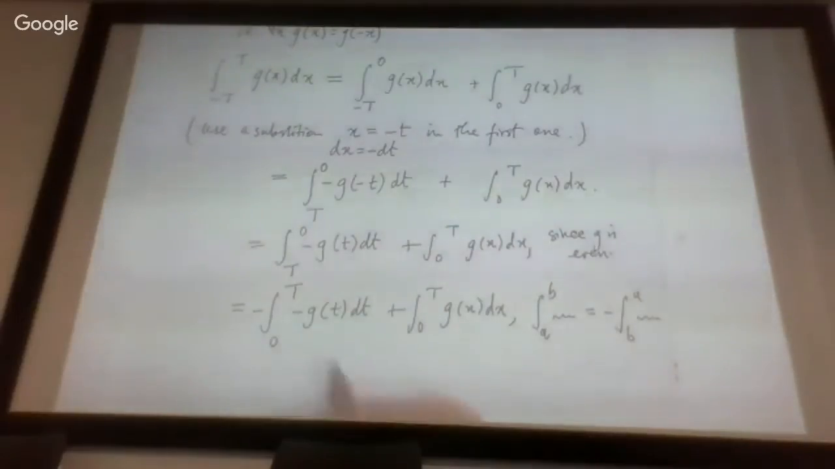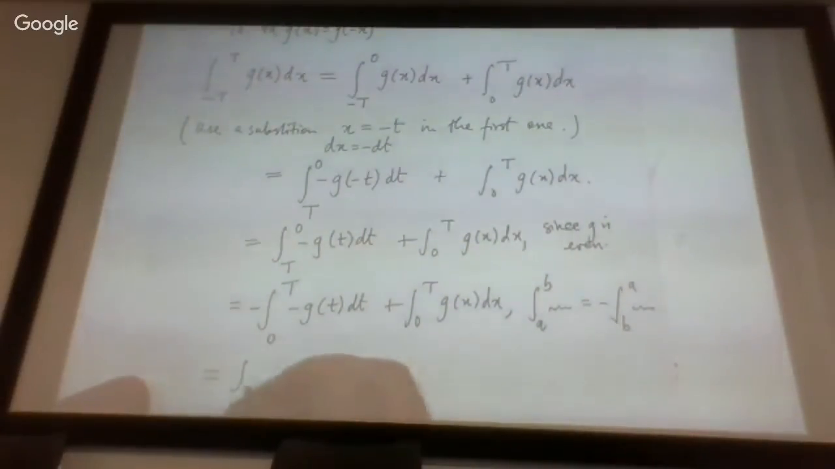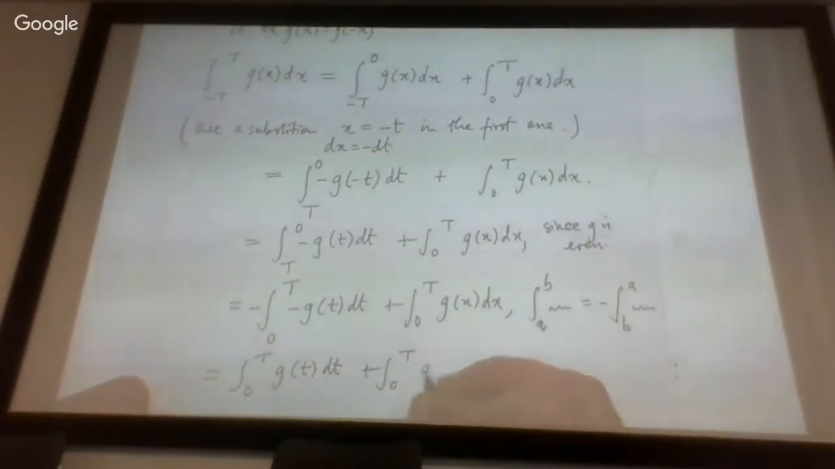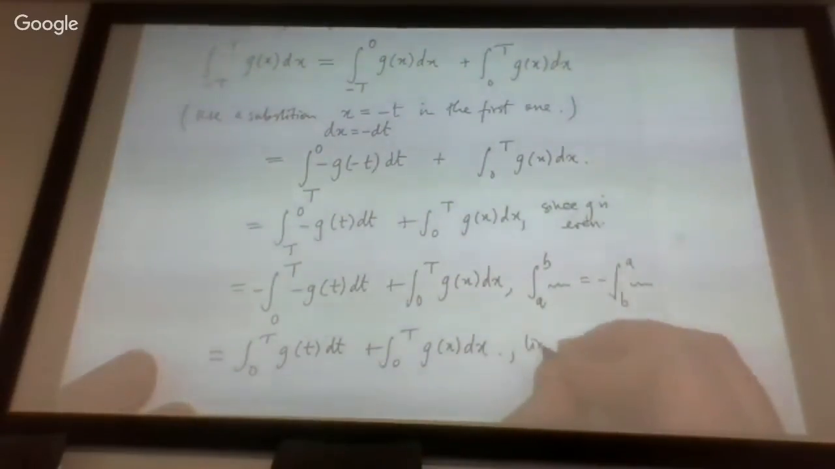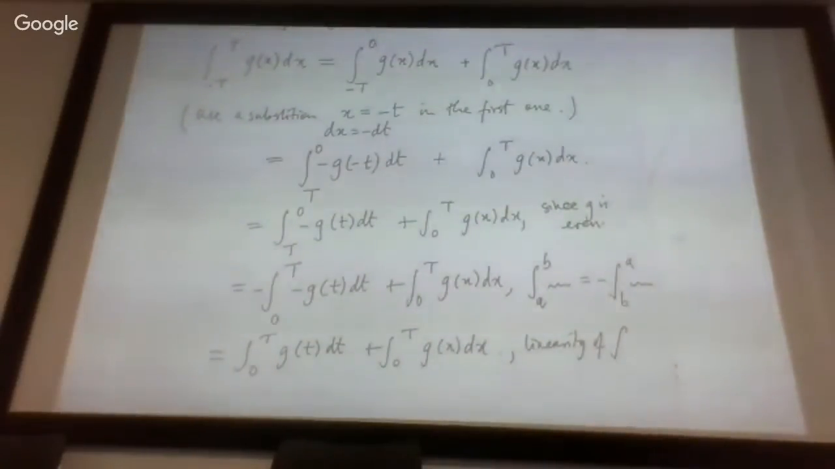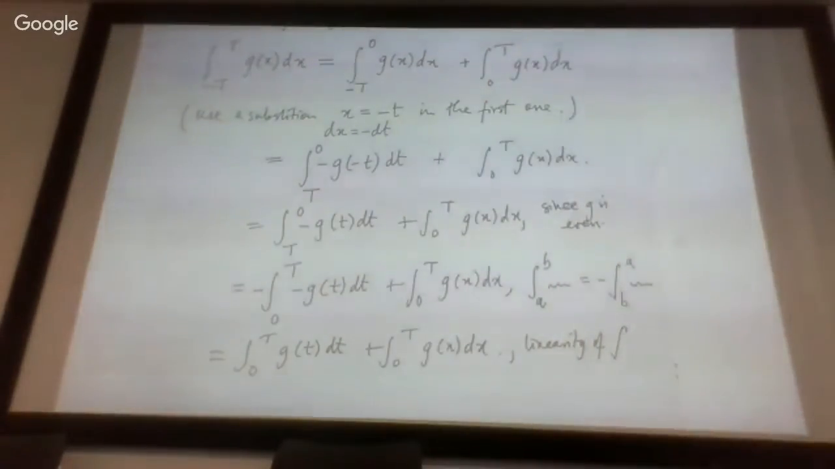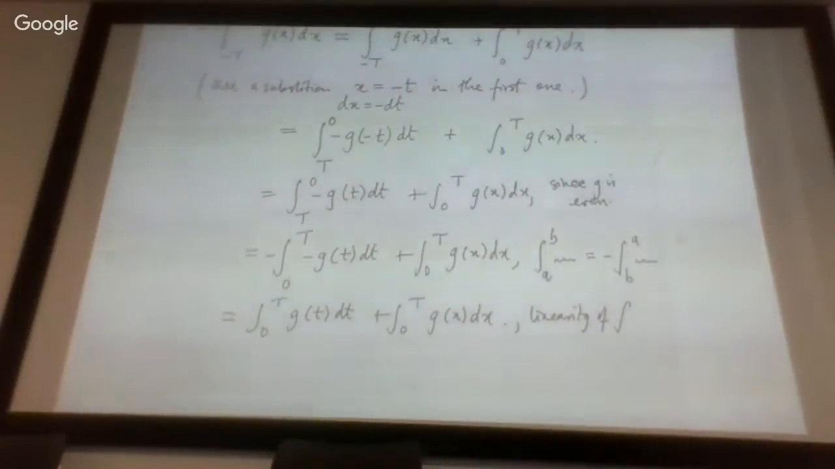And now you can see what's happening. These two minus signs I have here are going to cancel out. Integration is linear, so this factor of -1 here can move outside. So this is the integral from 0 to t of g of t dt, plus the integral from 0 to t of g of x dx. That's using the linearity of integration. So this minus sign moves outside and cancels with that. Now, are we nearly there?